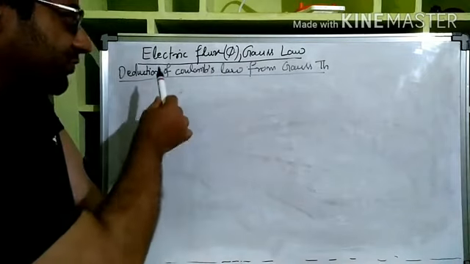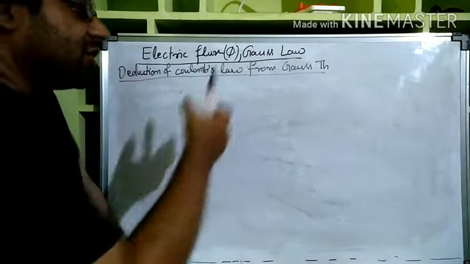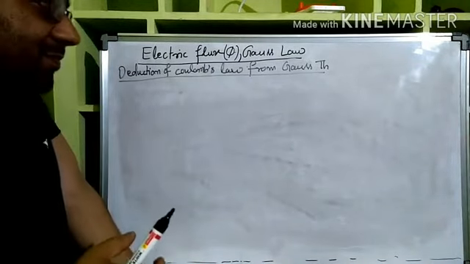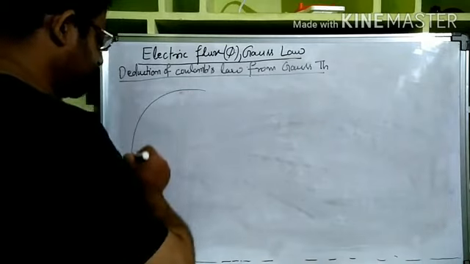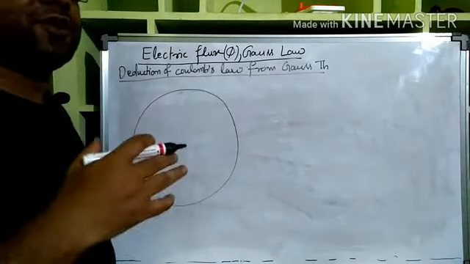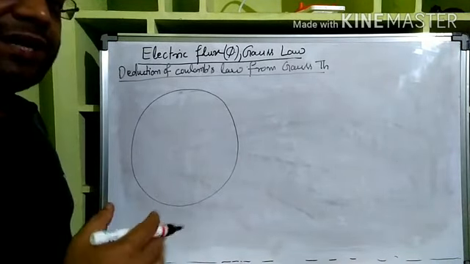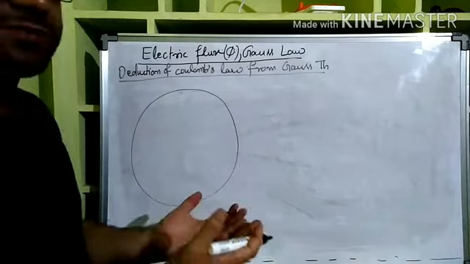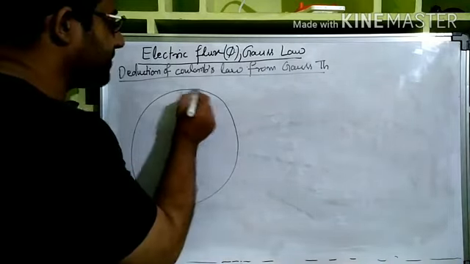The Coulomb's law we are familiar with already. That Coulomb's law we will derive from Gauss theorem. Now see, again we will be taking a sphere. Whenever a closed surface is to be imagined, for the sake of easiness in proceeding mathematically, we are taking a symmetrical closed surface, and the most symmetrical closed surface is a sphere. That's why we are taking a sphere only.